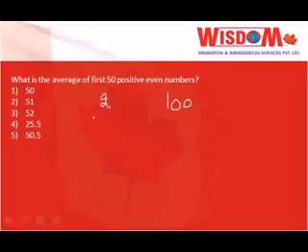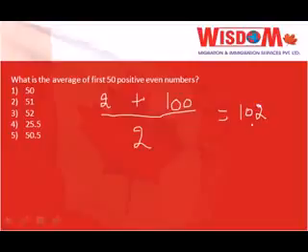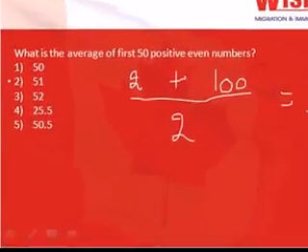So we've got the first number here, we've got the last number here. So all we have to do is first number plus last number by 2, which is nothing but 102 by 2. Hence our answer is 51.